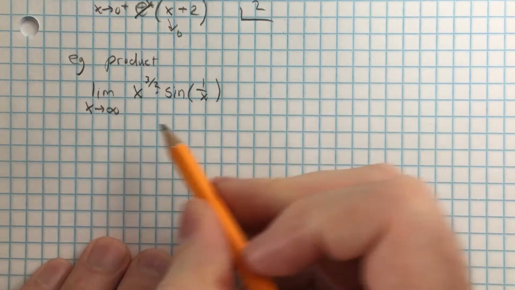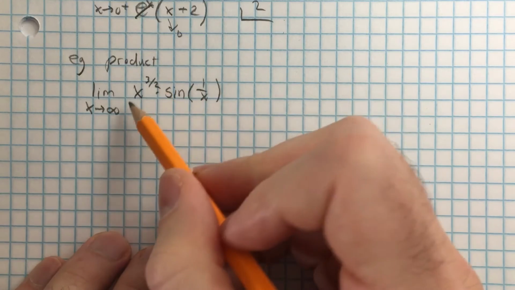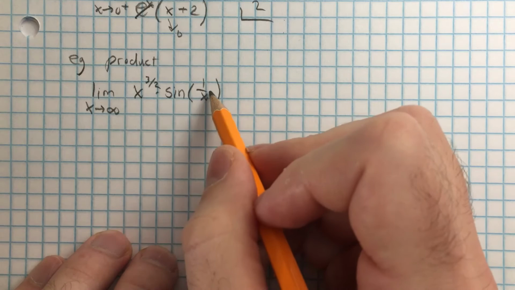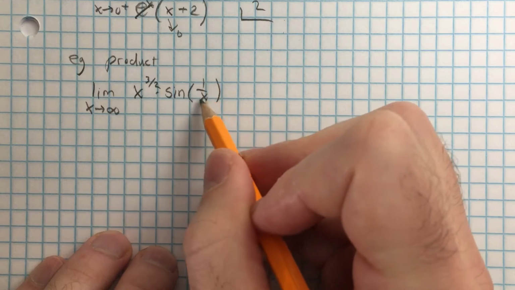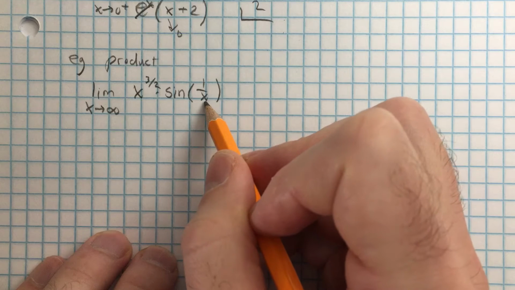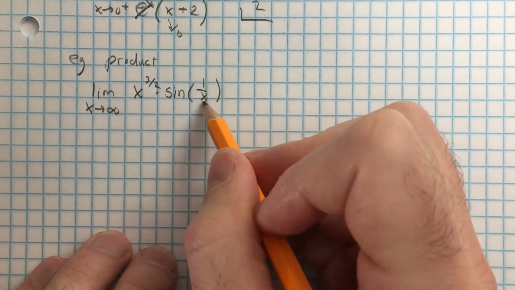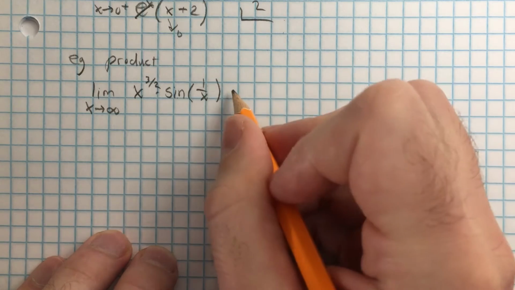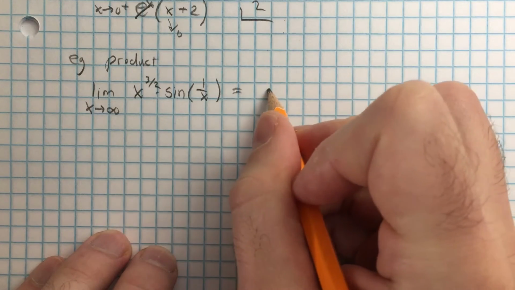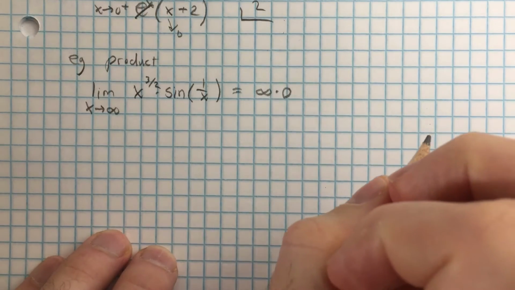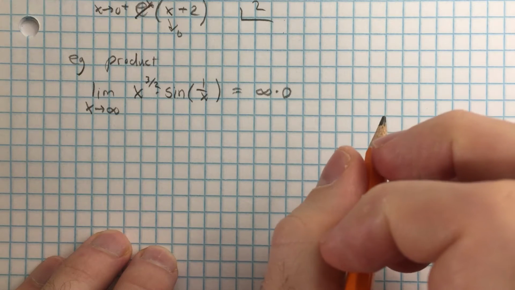All right. As x approaches infinity, x to the 3 halves power approaches infinity. Right? And inside the sine function, this argument is approaching 0, because the bottom is growing without bound, the top is fixed. But sine of 0 would be 0. So this is an infinity times 0 indeterminate product. So we don't know what's going on, and we should try to apply L'Hopital's rule.